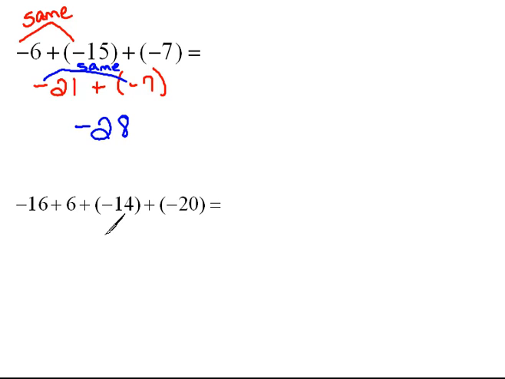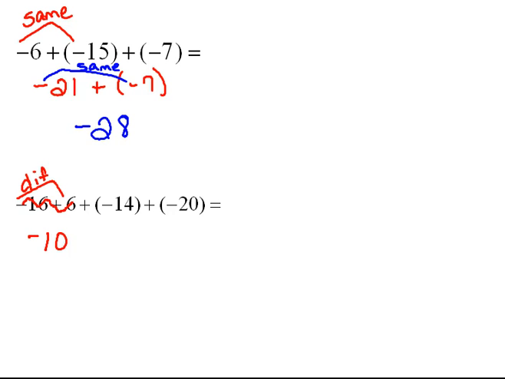In the next problem, we have 4 items here, but we're going to do them 2 at a time. Let's just look at the negative 16 plus 6 first. Since those are different signs, we would subtract. So 16 minus 6 would be the easiest way to do it, and that would be 10. And because 16 is a bigger number than 6, we would keep that sign. So our answer would be a negative 10.